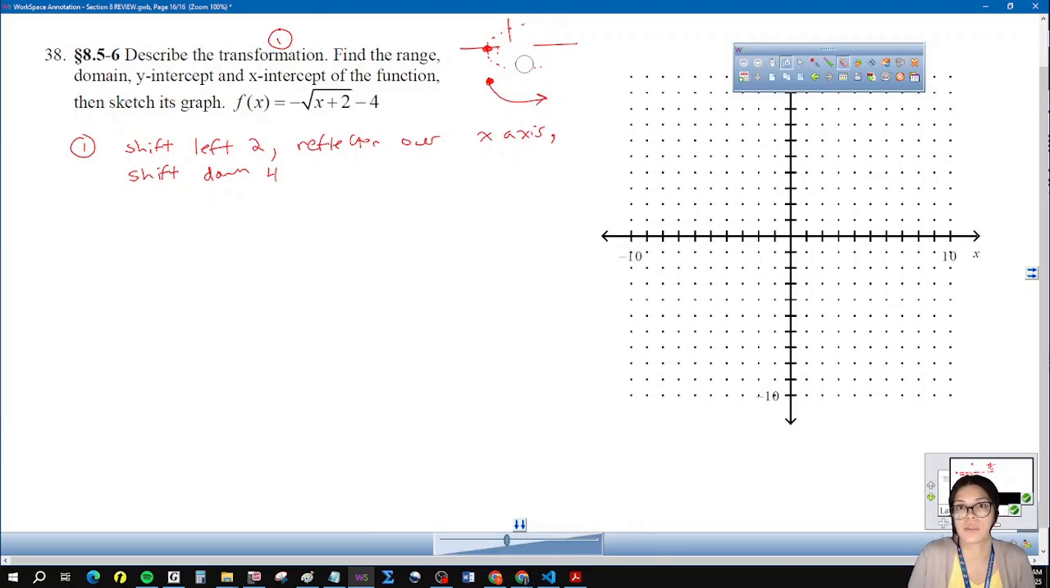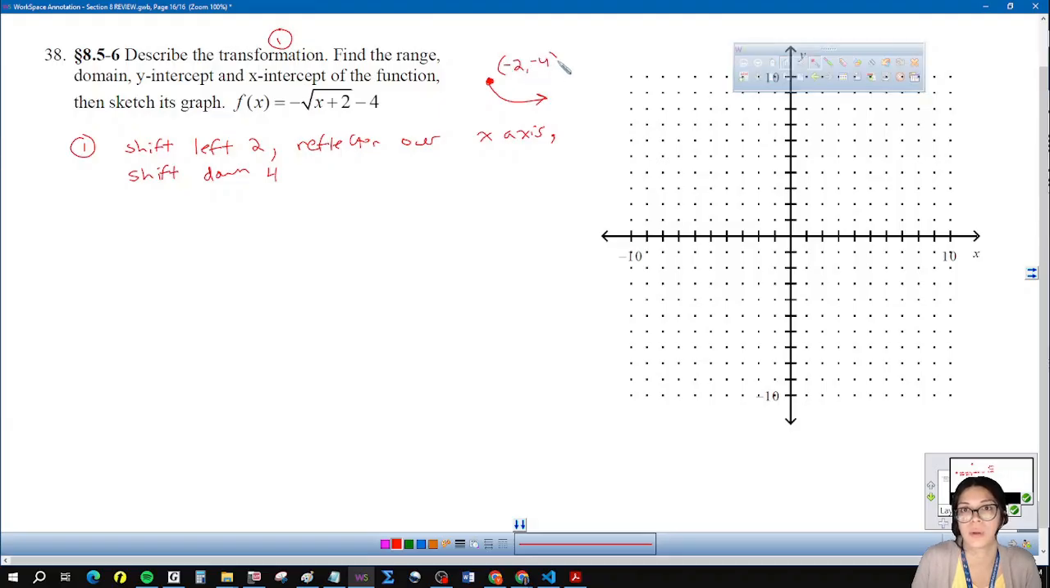Okay, so that's just a rough sketch, so we can get our domain and range, which we need to do next. So the extrema is at -2, -4. So the domain would be the leftmost point, the x value of the extrema, -2, and that goes to infinity on the right side. And then for the range, we have an arrow at the bottom, -infinity, till the y value of the extrema, which is -4.